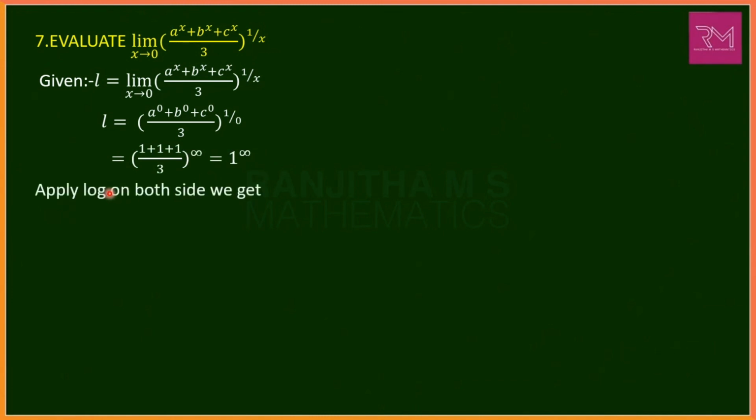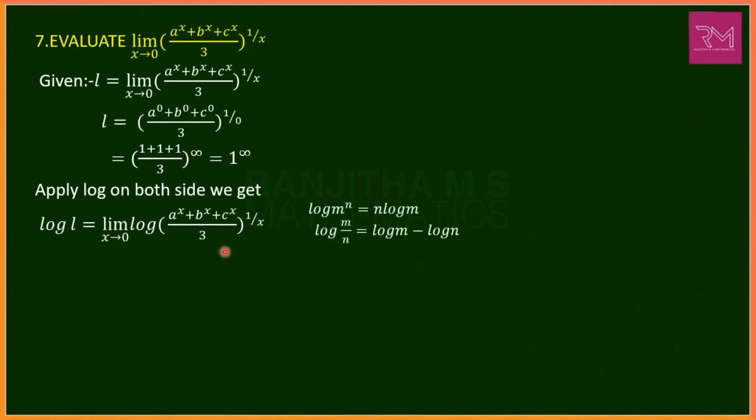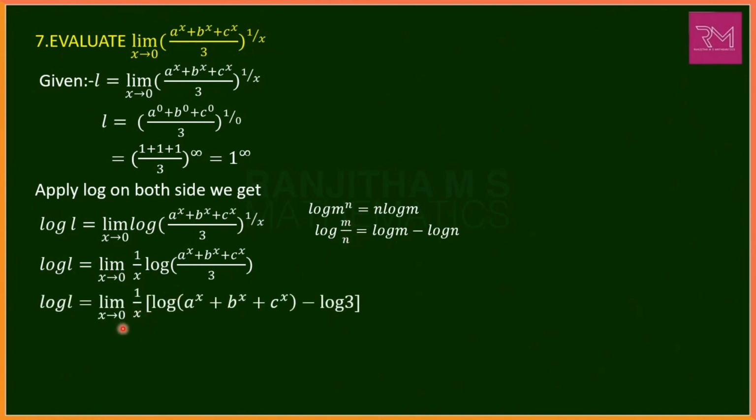So, apply log on both the sides, we get log L, which is equal to limit as x tends to 0 log of a power x plus b power x plus c power x divided by 3 whole power 1 by x. Here, this is of the form log m power n. Hence we get limit as x tends to 0 1 by x into log of a power x plus b power x plus c power x divided by 3. Here also we have to apply this formula, log m by n is log m minus log n. Hence we get limit as x tends to 0 1 by x into log of a power x plus b power x plus c power x minus log 3.